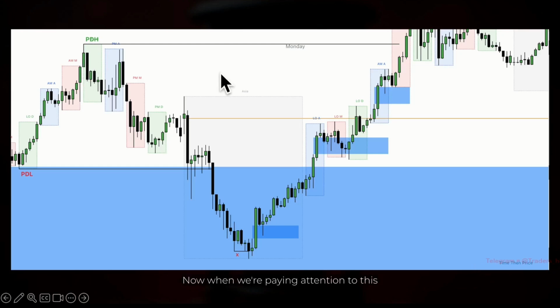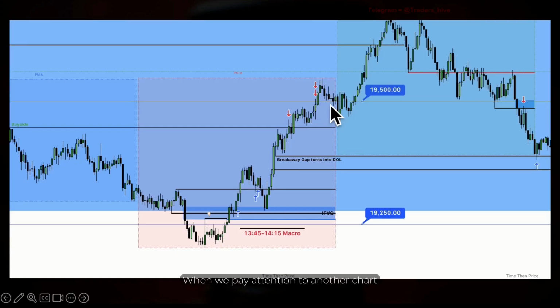Now, when we're paying attention to this chart, the main takeaway is how we recognize the bullish institutional order flow on a higher time frame chart and then drop into a lower time frame chart to confirm the bullish institutional order flow by paying attention to how the market is reacting to new discount arrays which are being created inside of a large imbalance.